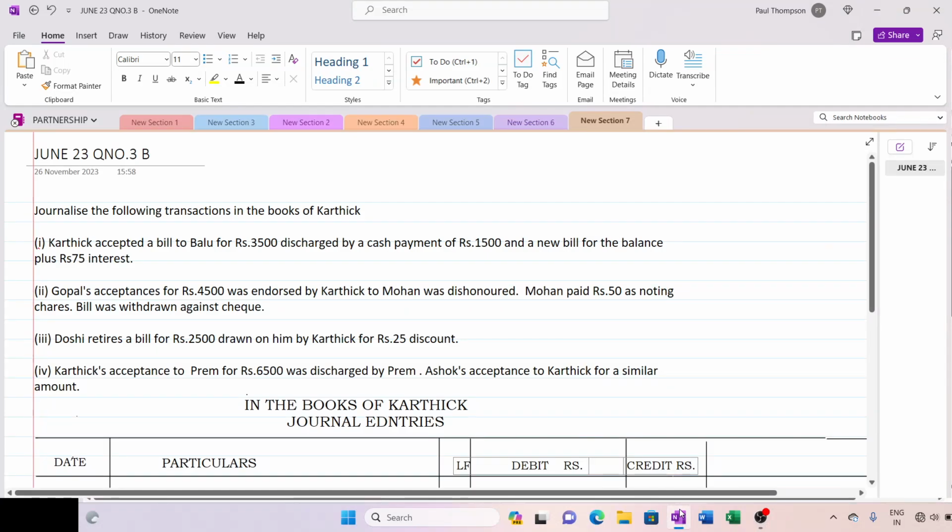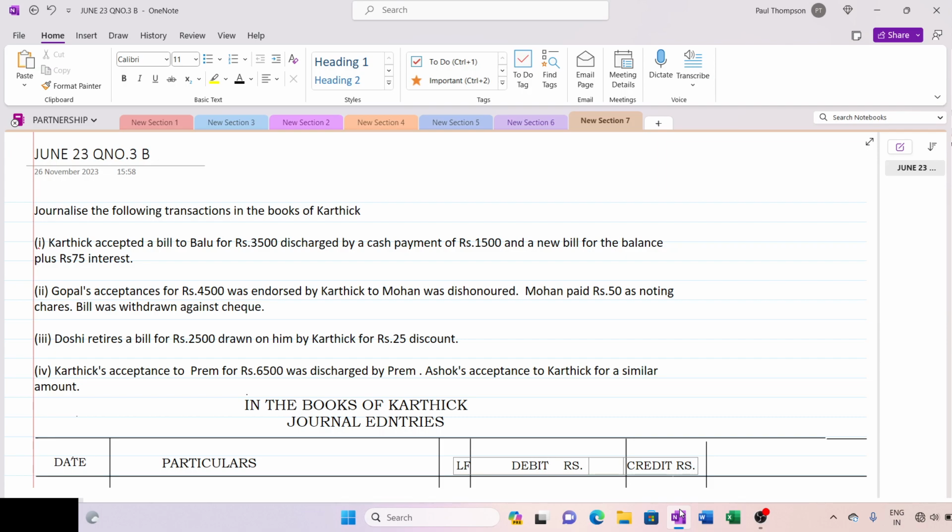Today we are going to see one more question of June 23, question number 3b. The question goes as follows. Journalize the following transactions in the books of Karthik. First one is Karthik accepted a bill to Balu for rupees 3,500 discharged by a cash payment of rupees 1,500 and a new bill for the balance plus rupees 75 interest.